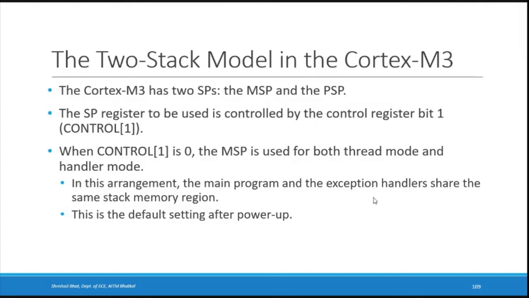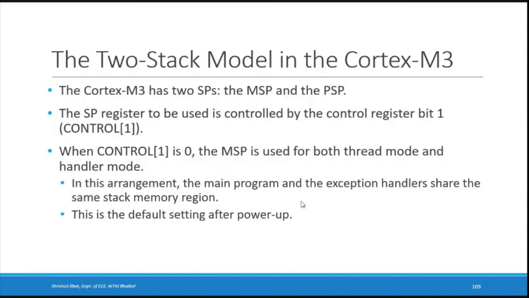So when control bit 1 is 0, the main stack pointer is used for both modes, thread mode and handler mode, right? In this arrangement, the main program and exception handler share the same stack memory region. That means they'll be in the main stack itself, the same stack memory region.